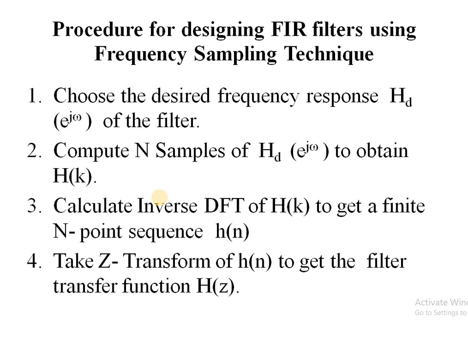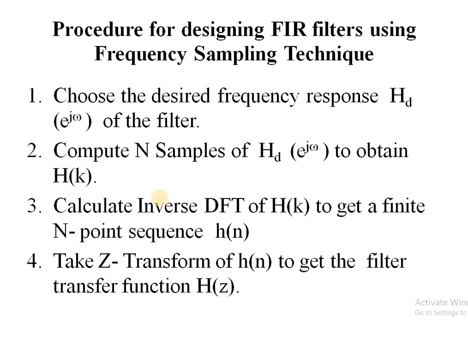In the third step, we calculate the N samples of the impulse response h of n by considering the inverse DFT of H of k. Generally, whenever N is odd, the impulse response is calculated as h of n equal to 1 by N into H of 0 plus 2 sigma k equal to 1 to N minus 1 by 2 of the real part of H of k multiplied with e power j2 pi nk by N. Here, Re refers to the real part.